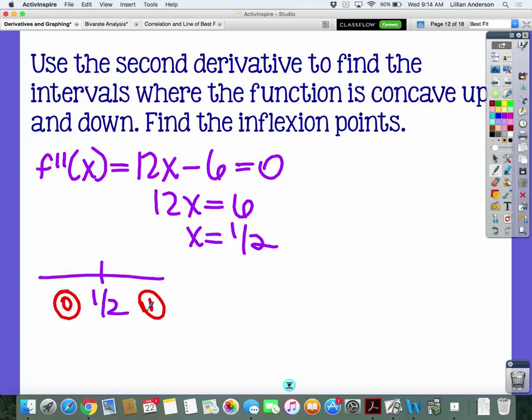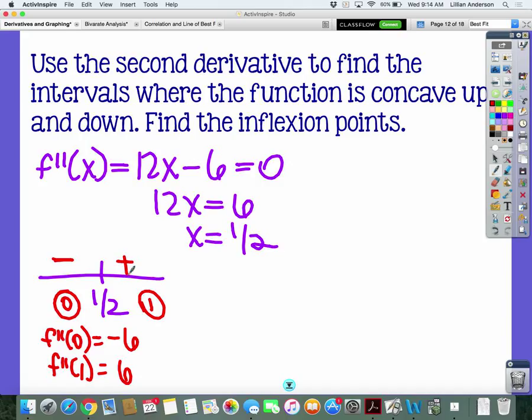So you're going to plug both of these test points into the second derivative because we're trying to determine concavity. That is the second derivative. So in order to do that, we need to plug those numbers into the second derivative. Pretty easy because it's a linear equation. Plug in 0 and you get what? -6. So it's going to be a negative. Plug in 1 and you get +6. So it's going to be a positive.